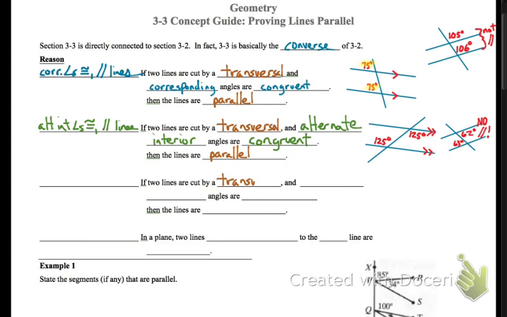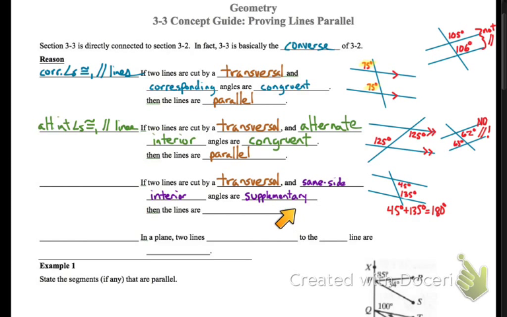Okay? You probably know what's about to happen here. If two lines are cut by a transversal and same side interior angles are congruent, like this, if we have those 45 degrees, those angles there are 45 and 45. Oh, wait, that doesn't sound right. Same side interior angles aren't supposed to be congruent. They're supposed to be supplementary. So 45 plus 135, if those angles add up to 180 degrees, if they are supplementary, then we have parallel lines. Same side interior angles are supplementary, then we have parallel lines.